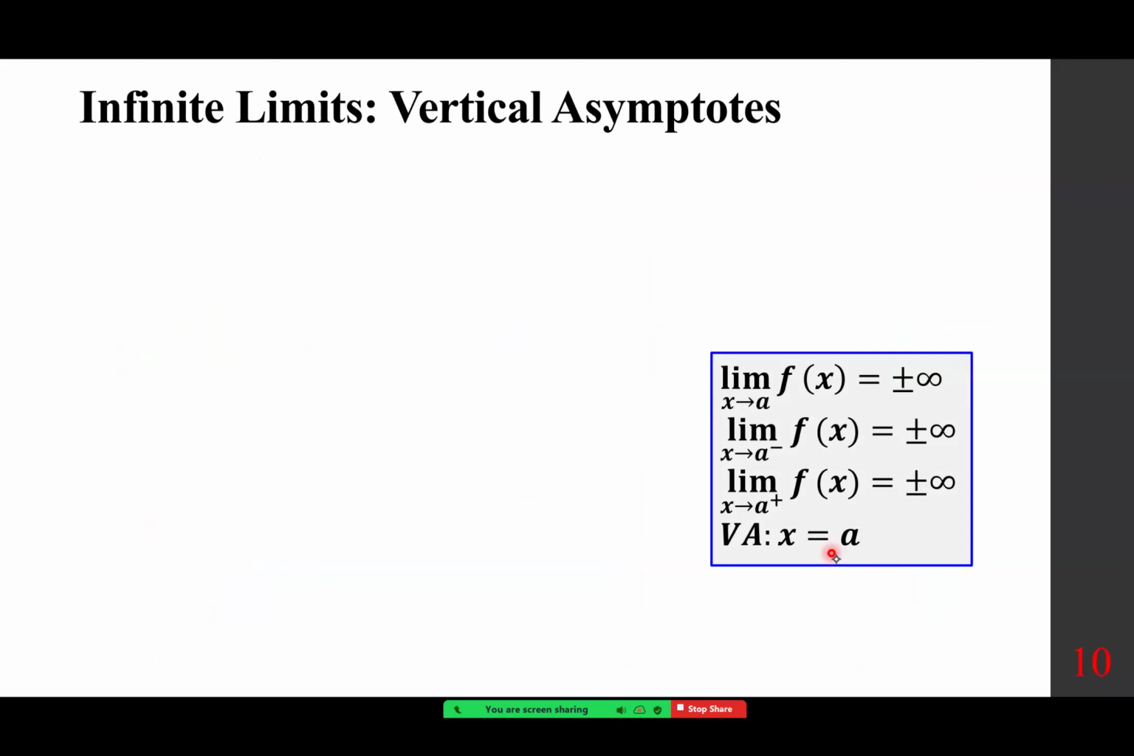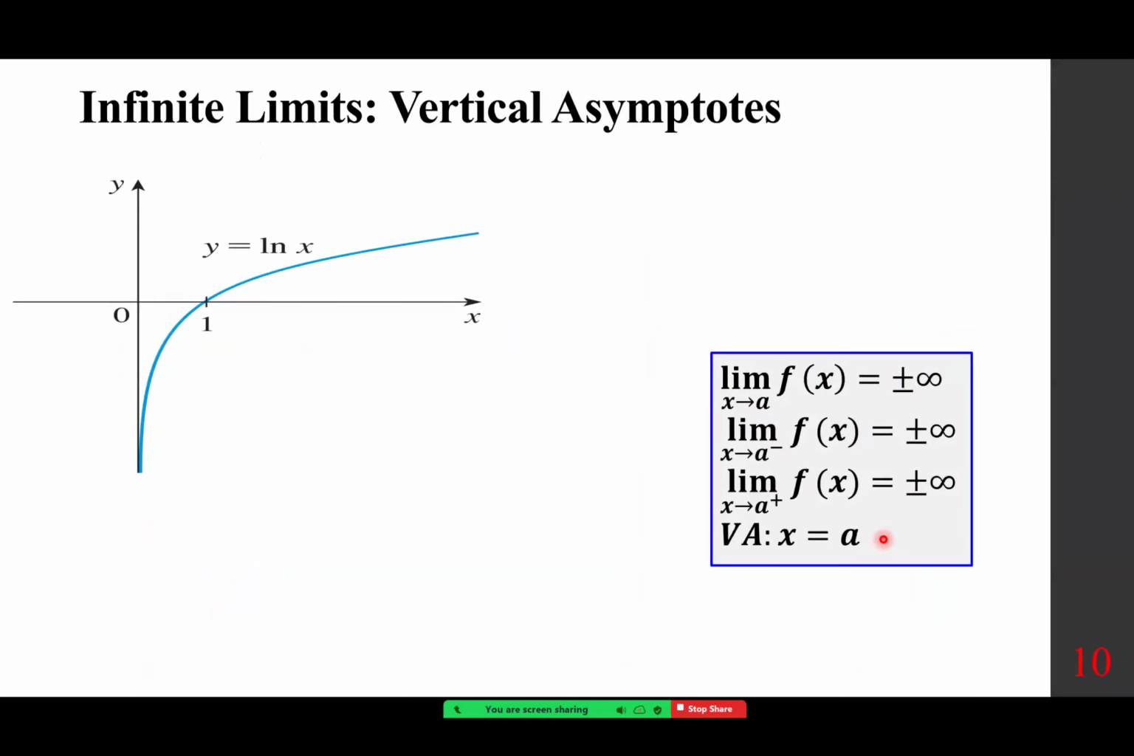X equals A is a vertical asymptote as long as any of those limits approach negative or positive infinity. In other words, if the limit of f of x as x approaches A, from the left or from the right, is positive or negative infinity, then this is the definition of a VA, vertical asymptote x equals A.